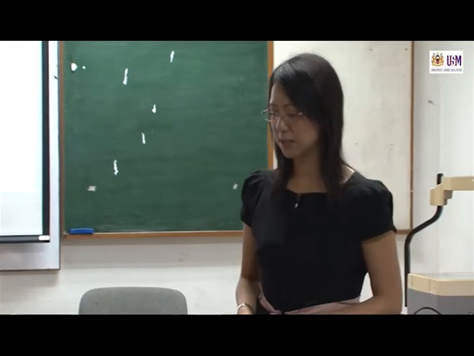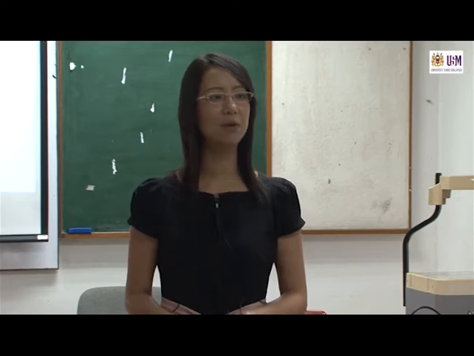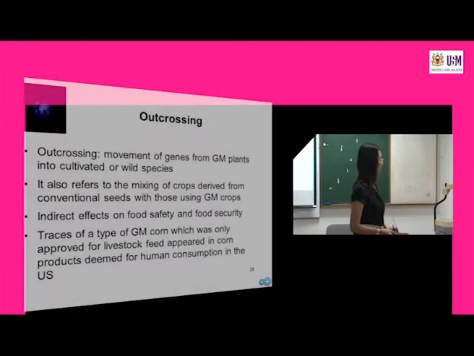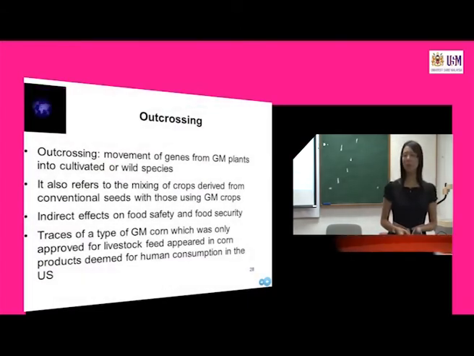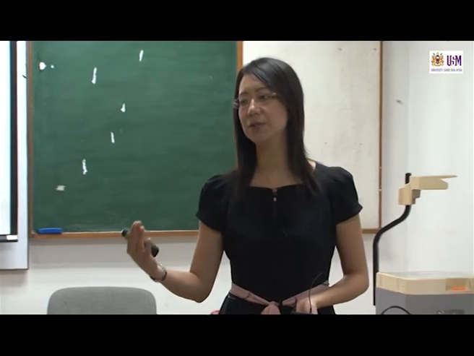Now outcrossing is a concern that happens when we are planting all these genetically modified materials in an open area. So let's see what happens. Outcrossing means movement of genes from the transgenic plant to a non-transgenic plant.